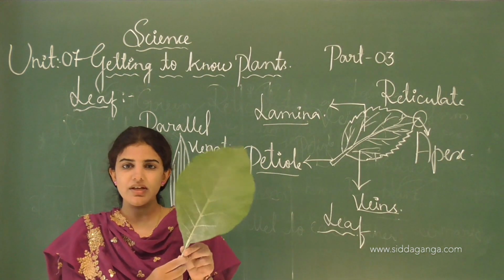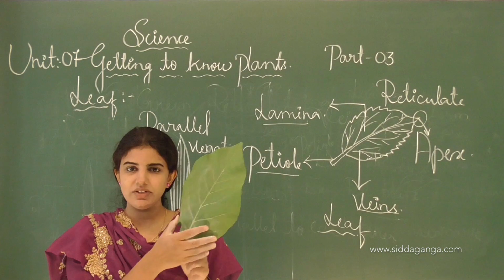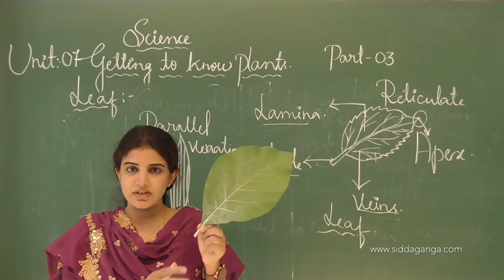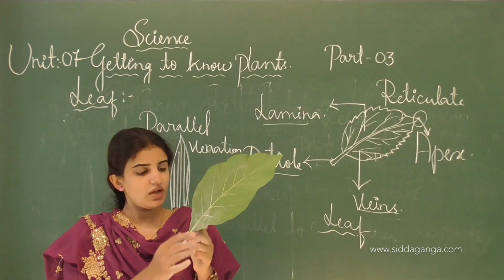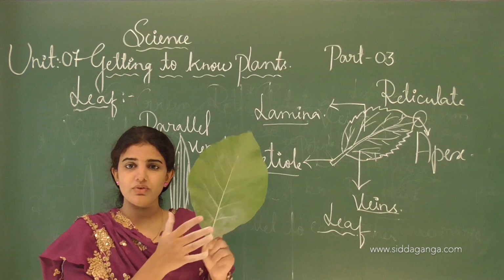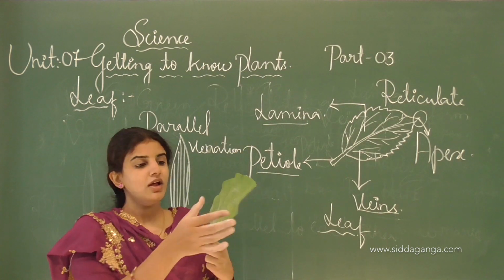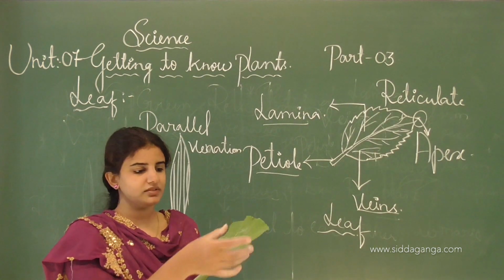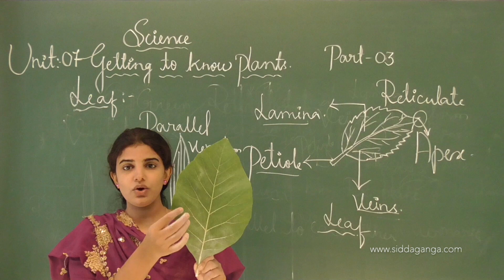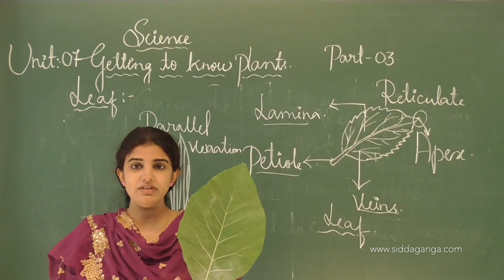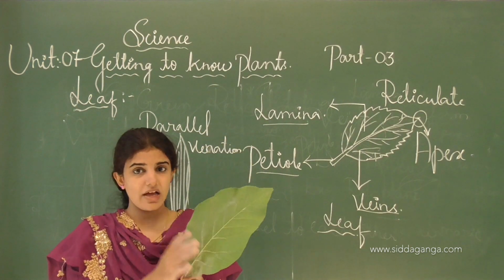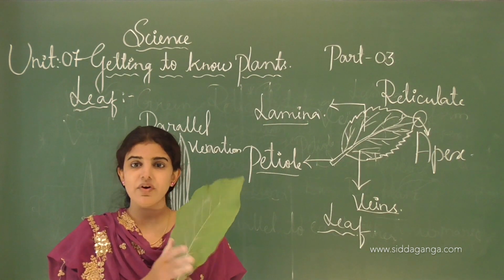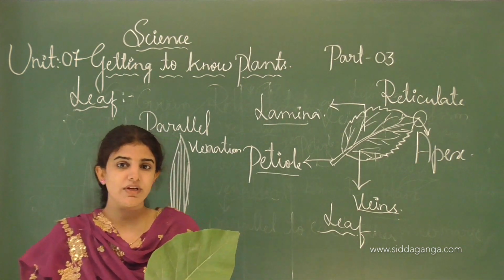Consider this is a leaf; there are different parts of a leaf. The part by which the leaf is attached to the stem is called petiole, and the broad green part you have seen in the leaf is called lamina. At the apex or the tip position we call it apex, and here the lines running out are called veins. The arrangement of veins in a leaf is called venation, and these venations are of two types.